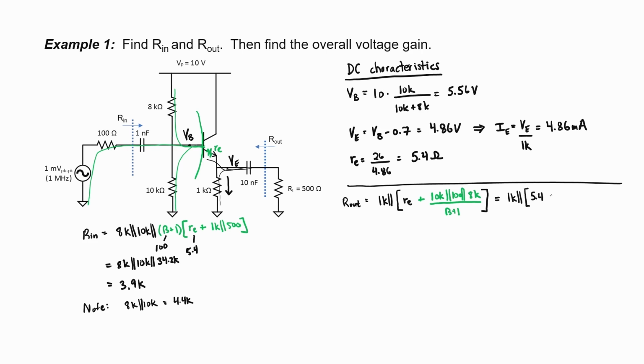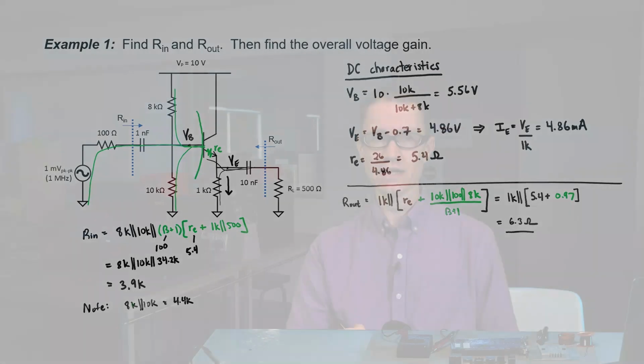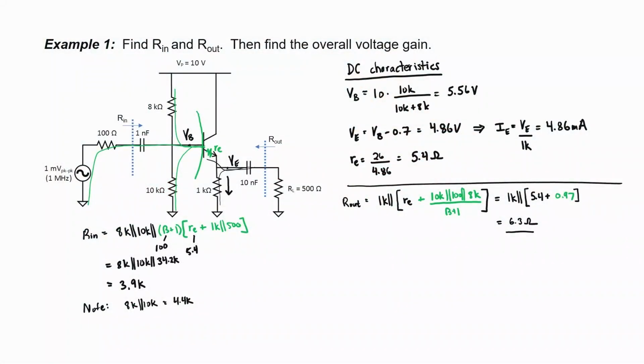We can substitute in for R sub E, and if we use a beta of 100, we end up with 2 small numbers here on the right side of this expression. 6.3 ohms is a really small number for the output impedance, and that's really what makes the common collector configuration such a good amplifier. We have a nice high input impedance, a small output impedance. The gain, however, is going to be a number very nearly equal to 1.